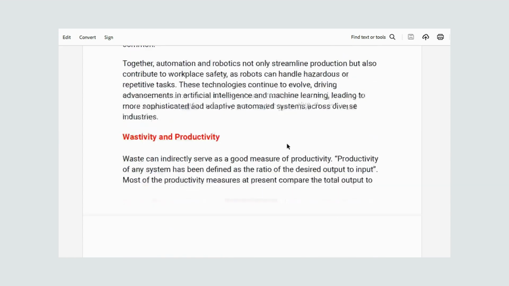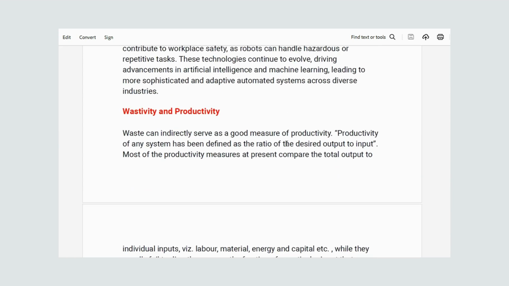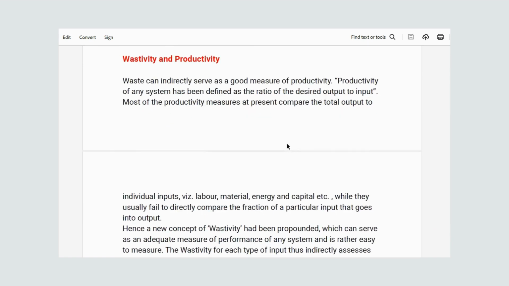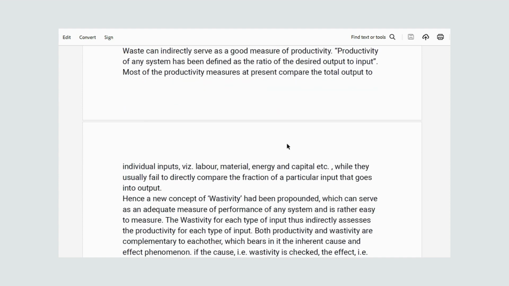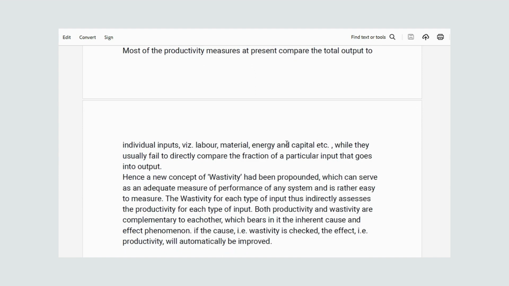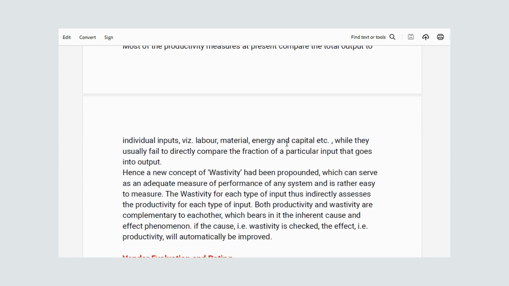Next comes wastivity and productivity. Waste, we all know what waste is. Waste can indirectly serve as a good measure of productivity. Why is it said so? Because productivity of any system has been defined as a ratio of the desired output to input. Most of the productivity measures at present compare the total output to individual inputs like labor, material, energy, capital. So the concept of wastivity was propounded, which can serve as an adequate measure of performance of any system and is rather easy to measure.